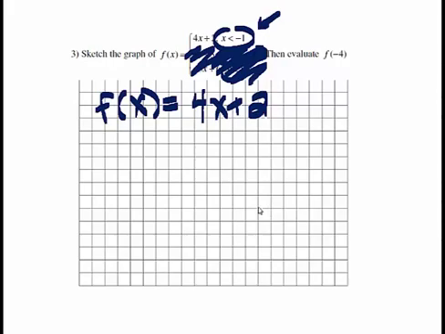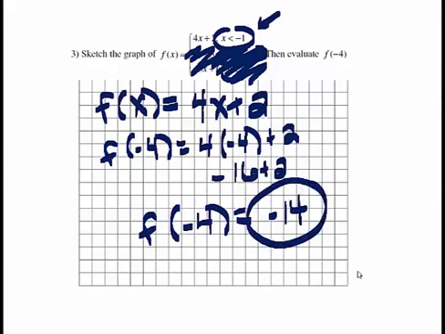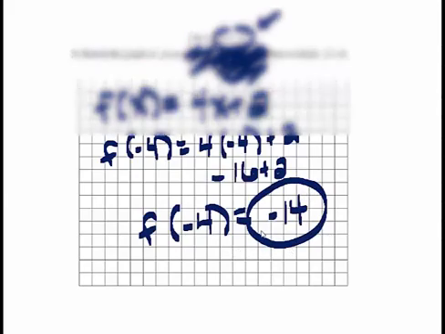We care about f of x equals 4x plus 2. So now what we're going to do is plug in -4 wherever there's an x. So we're going to get -16 plus 2, so we're going to say that f of -4 is actually equal to -14. Evaluate means just find the y value at that x value.